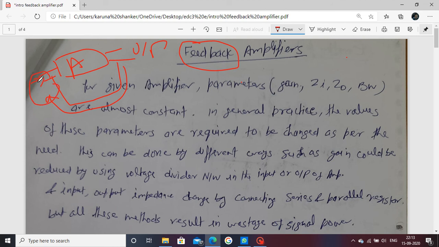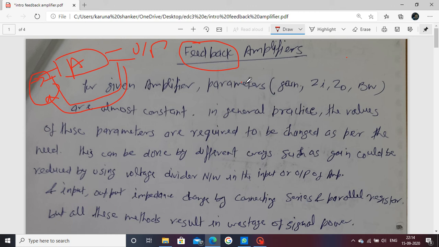When both signals, the input signal and the feedback signal, are added, that is called positive feedback. If the feedback is subtracted from the input, then it is called negative feedback. So there are two types of feedback: positive feedback and negative feedback. We will see this on the next pages. Positive feedback is used in oscillator design; when we study oscillators, we will see that positive feedback is used in oscillator applications. Here you see negative feedback is used for amplifier purposes.